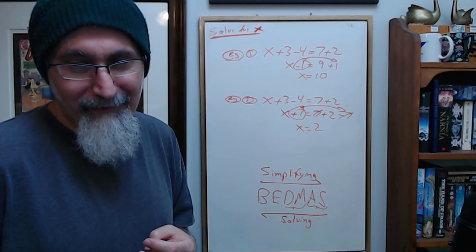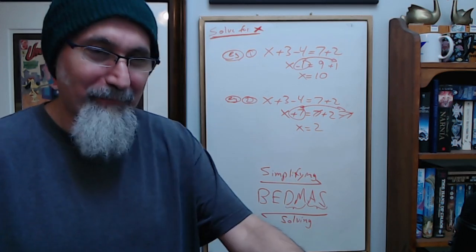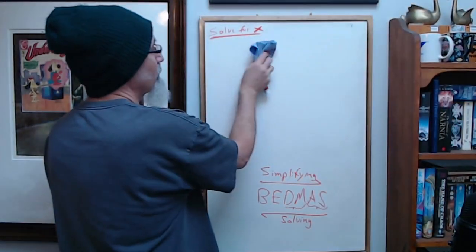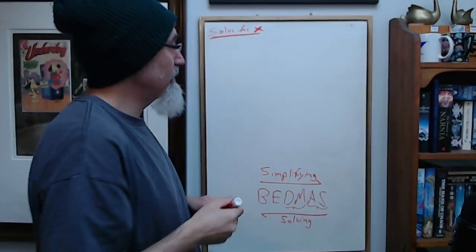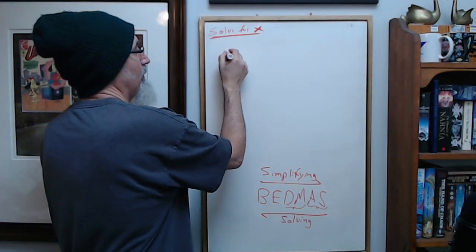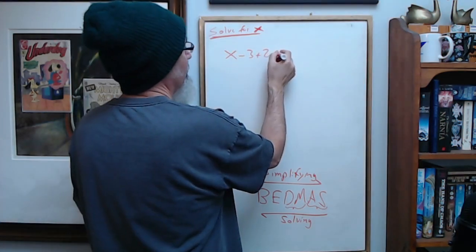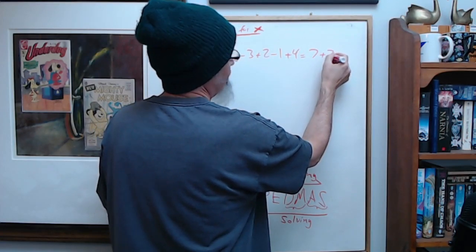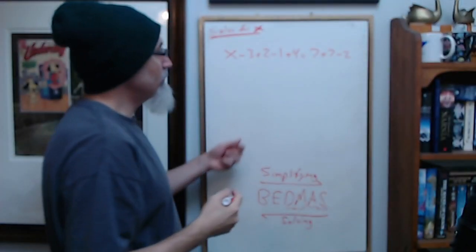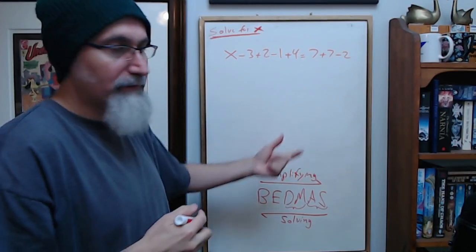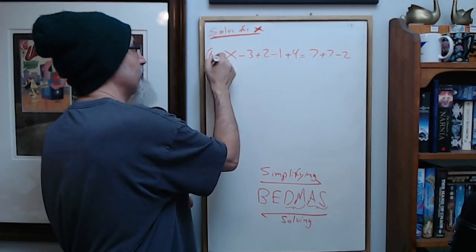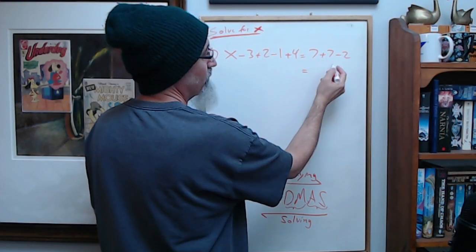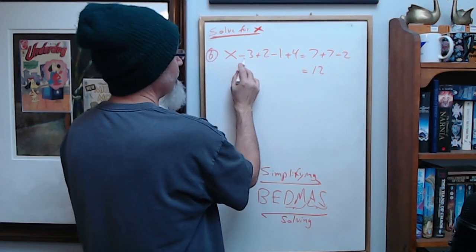I had to look at it a little closer. I hope that works. So if we're going to get into more complicated stuff, here: x minus 3 plus 2 minus 1 plus 4 is equal to 7 plus 7 minus 2. You could do any adding and subtracting in here. Line up your equal sign. Combine like terms here: 7 plus 7 is 14, minus 2 is 12.